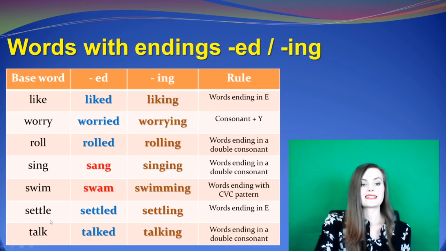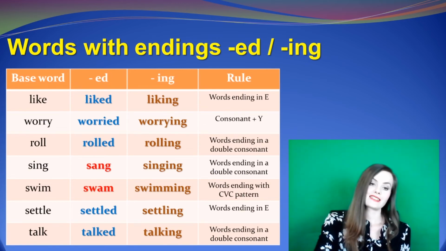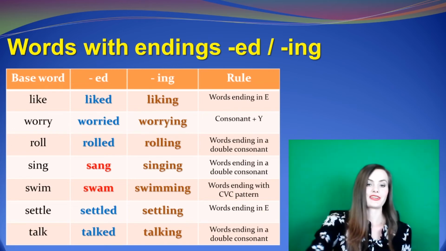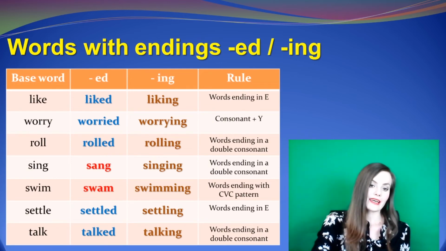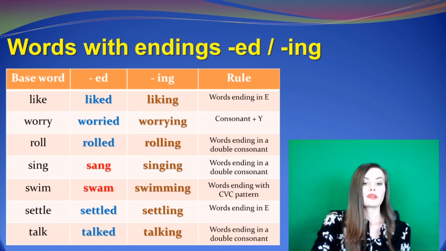Okay, next word is settle. The word settle ends with? Yes, with a silent E. That's why we get settled and settling. We drop the letter E. Okay, next word is talk. We get talked, talking. We don't change the base word at all because it ends with two consonants at the end, with double consonants. And we get talked, talking.